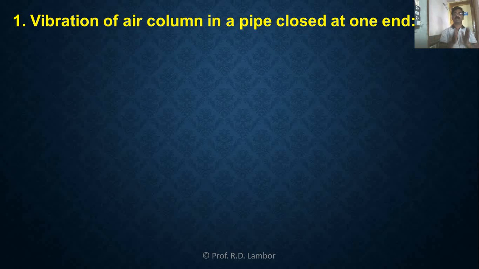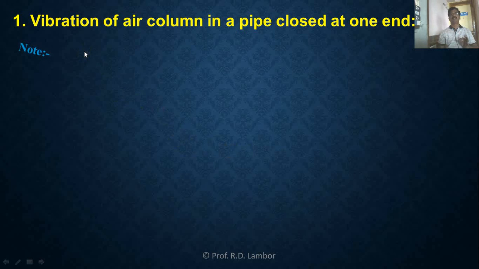So as there are two types of air columns, in this lecture let us learn vibrations of air column in a pipe closed at one end. And when any air column vibrates, that time longitudinal stationary waves are formed or produced. So we can form longitudinal stationary waves in two ways. First, by vibration of air column in a pipe closed at one end.